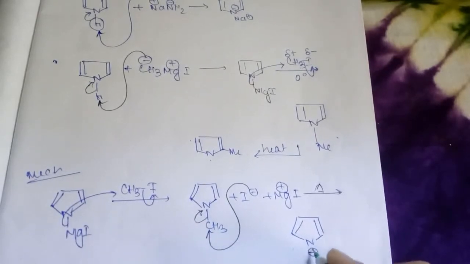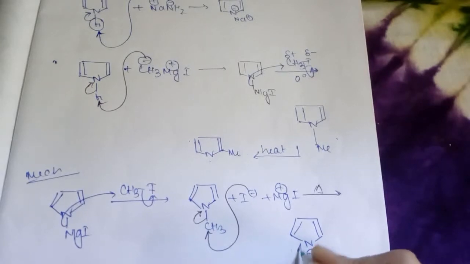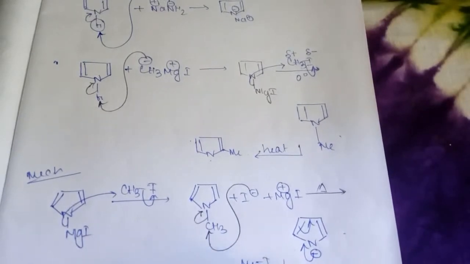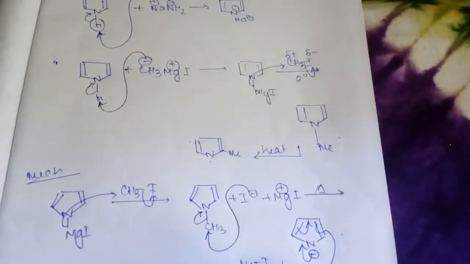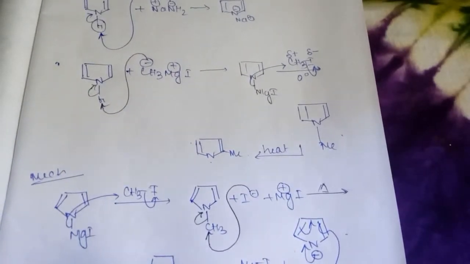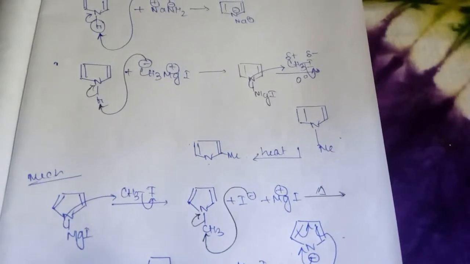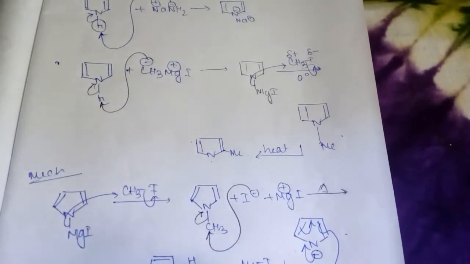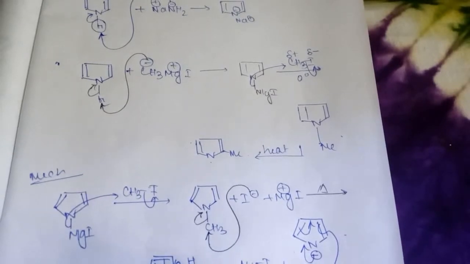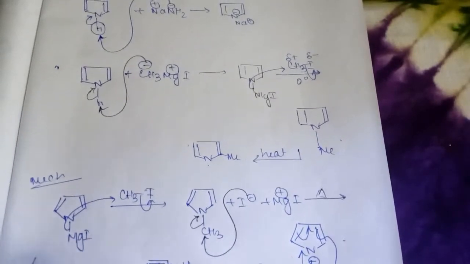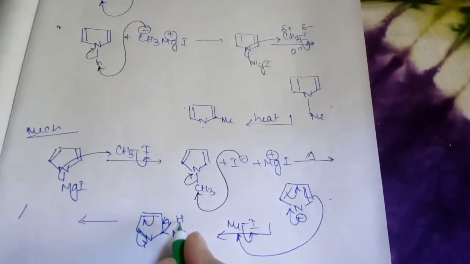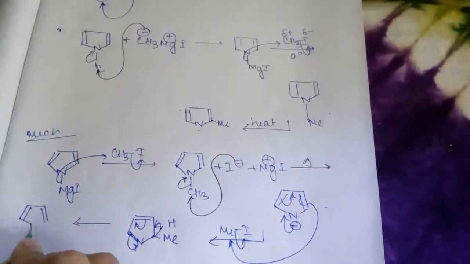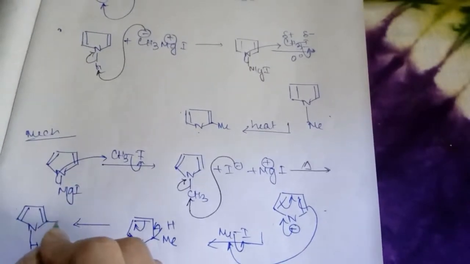And then this negative charge will go to resonance, and capture another Me from a methyl iodide compound, and then this forms. Then to gain the aromaticity, this hydrogen will break, and this will form, and H plus is released from there, and then H plus is attached to nitrogen. This is formed.